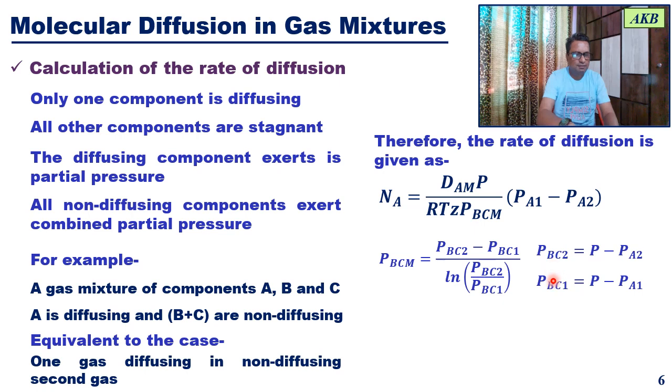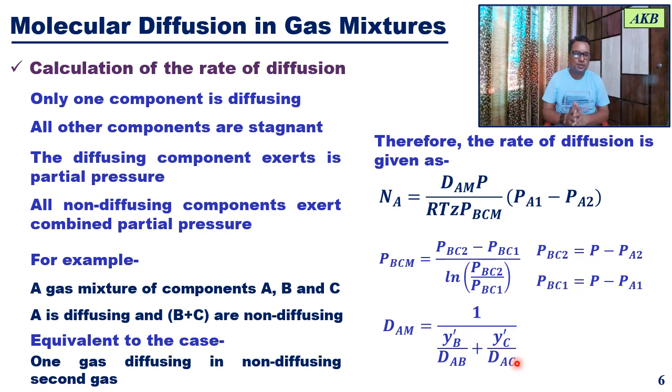Okay, so you have the two values, you take the logarithmic average and you use that logarithmic average in this equation to get the rate of diffusion. And you already know how to get DAM. So DAM is 1 upon Y dash B upon DAB plus Y dash C upon DAC. So in this way, you can find out rate of diffusion for a component that is diffusing in a multi-component gas mixture where only one component is diffusing, whereas all other components are stagnant.